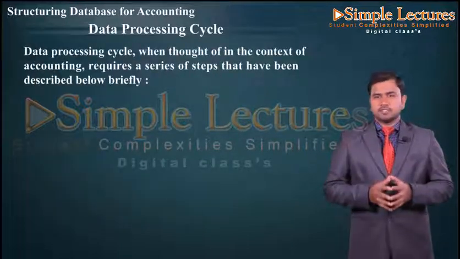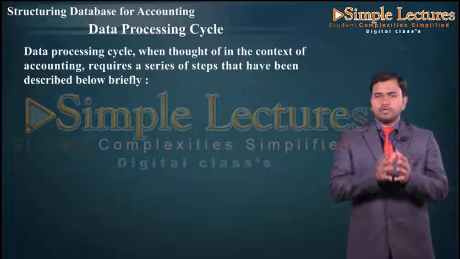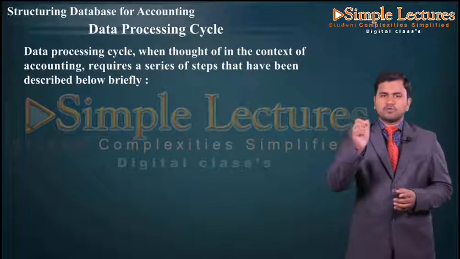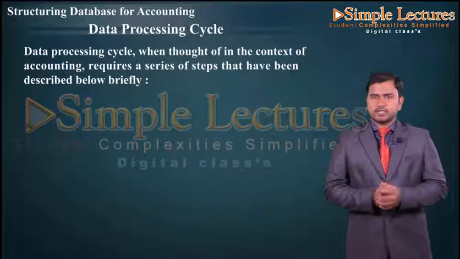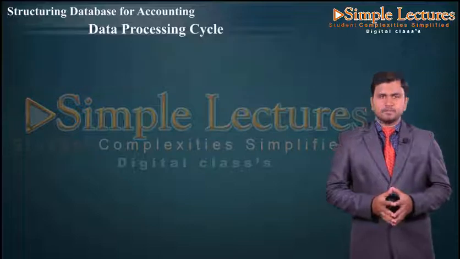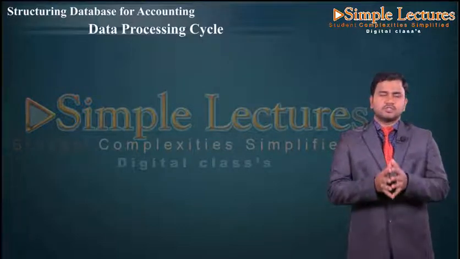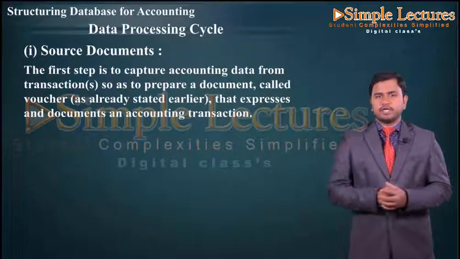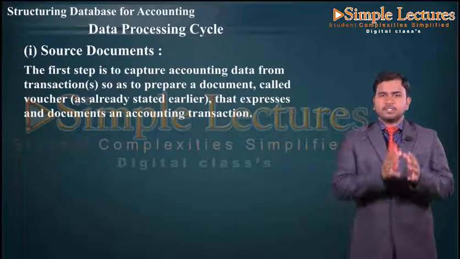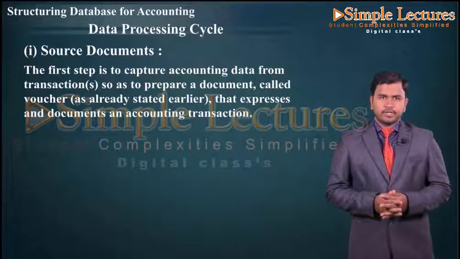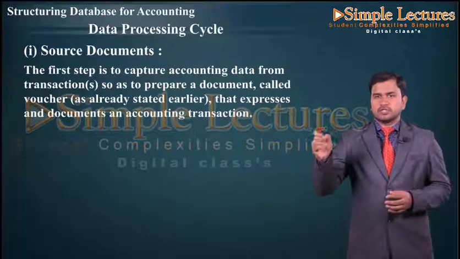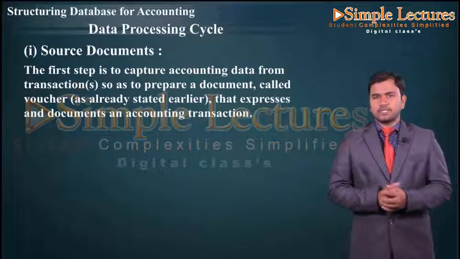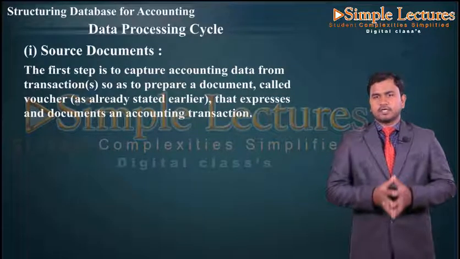The data processing cycle, when thought of in the context of accounting, requires a series of steps that are described here briefly. The first one is source documents. The first step is to capture accounting data from a transaction so as to prepare a document called a voucher, as already stated earlier, that expresses and documents an accounting transaction.